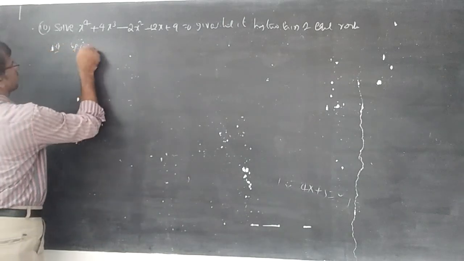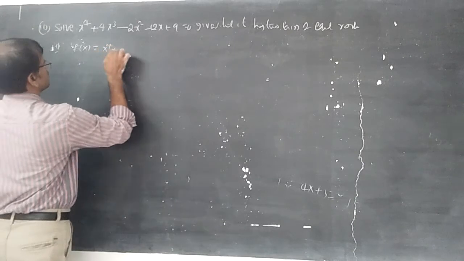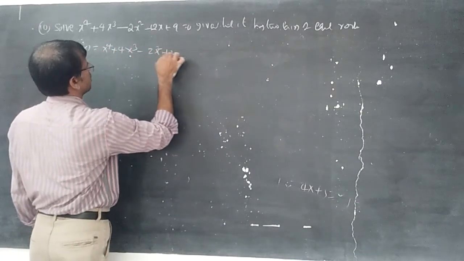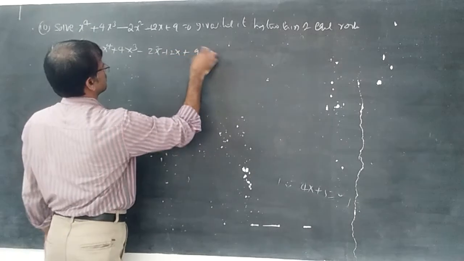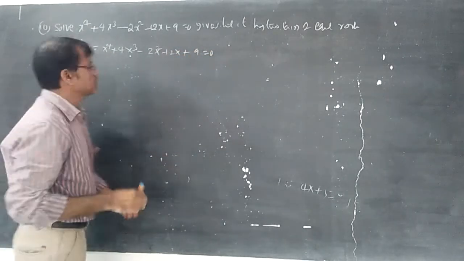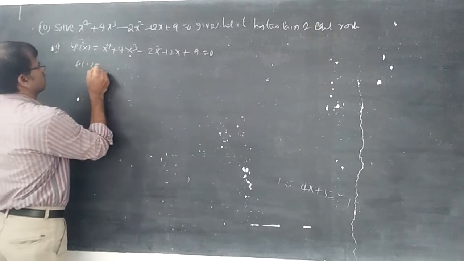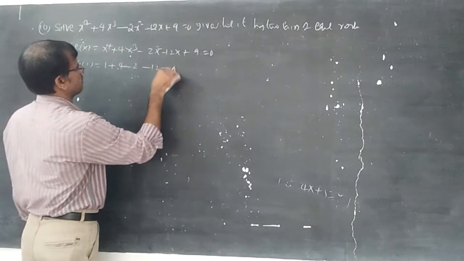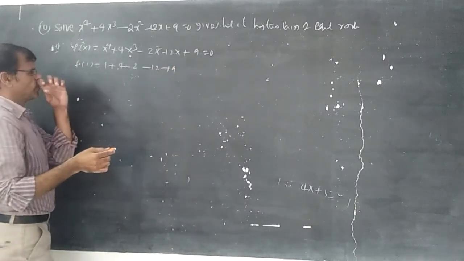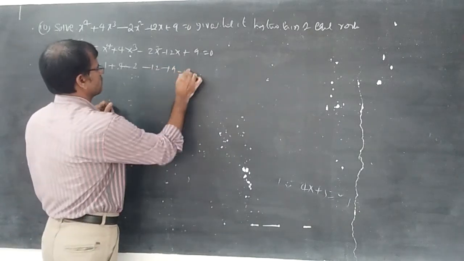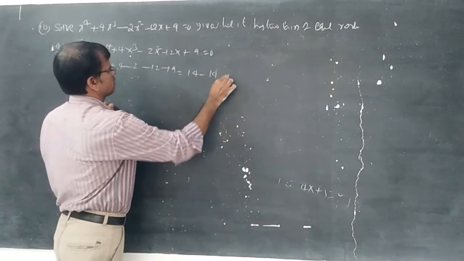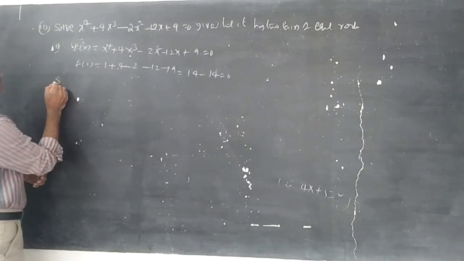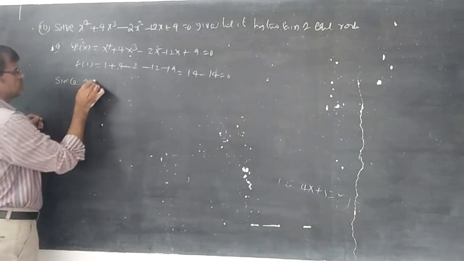Let us write, given f of x is equal to x power 4 plus 4x cube minus 2x square minus 12x plus 9 equal to 0. Let us try 1. f of 1 equal to 1 plus 4 minus 2 minus 12 plus 9. This is 5, 5, 9, 14, 14 minus 14 equal to 0. So 1 is a root.